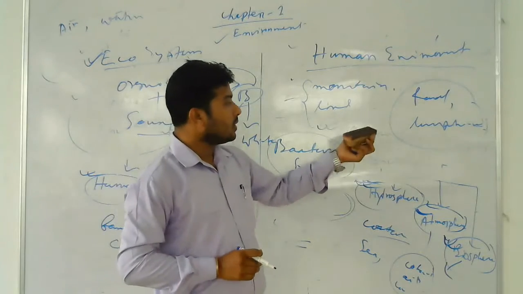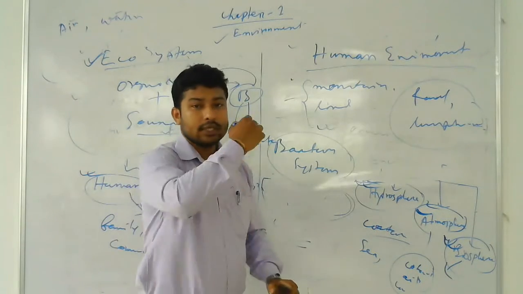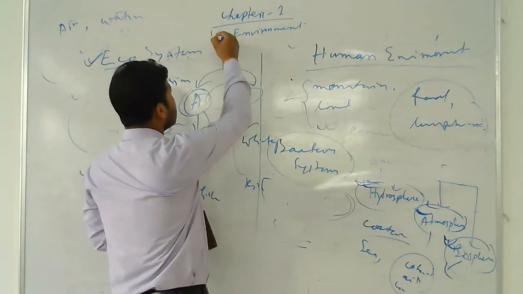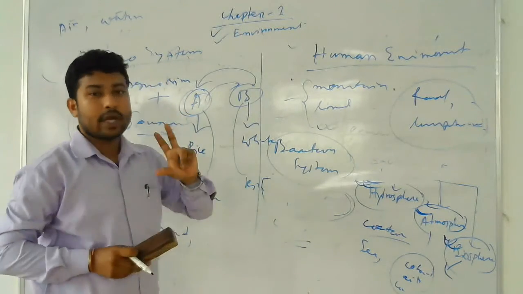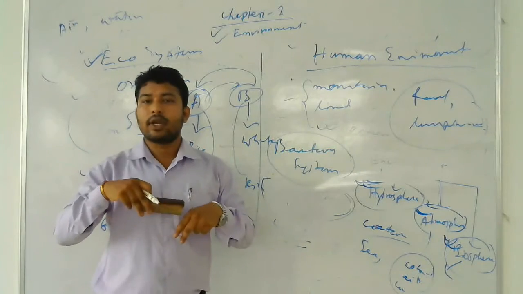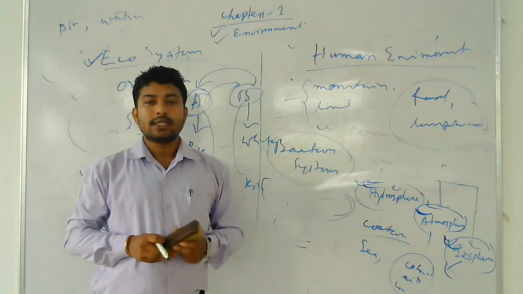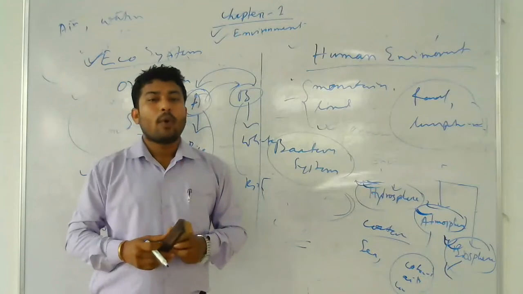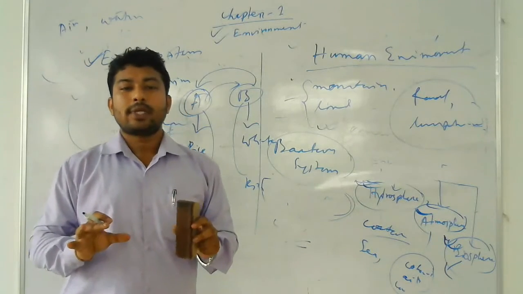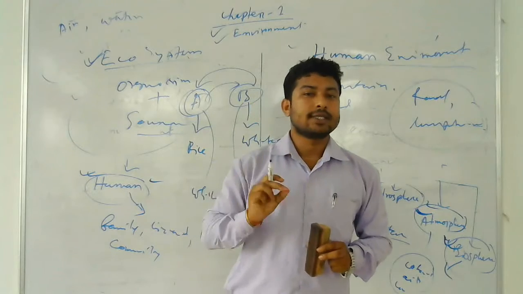So again, now I am giving the summary of this chapter. In this chapter, first we discussed the environment. What is environment? The surroundings, whatever is around us, all is known as the environment. After that, we discussed the components of environment. There are three components of environment: one is natural, one is human-made, and another is human.